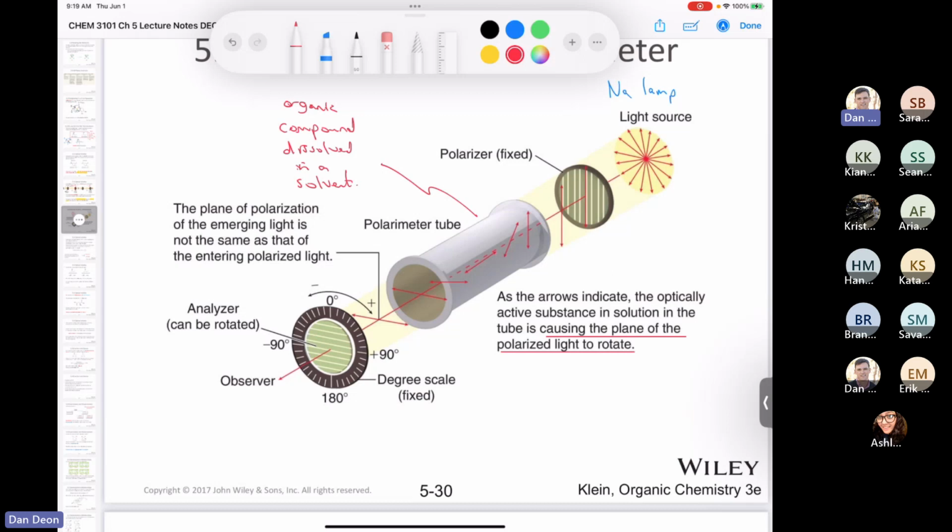If you're wondering how you figure out how much it's rotated, you adjust the second polarizing filter that you're looking at on the other end. Here's your eyeball looking through, and you adjust this polarizing filter so that the lines align exactly with how much the molecule has rotated the plane polarized light, so that you can view the light. Then you measure the degree of rotation. We say the optical rotation occurs at so many degrees. Is it rotated 90 degrees or 15 degrees or minus 15 degrees, et cetera.